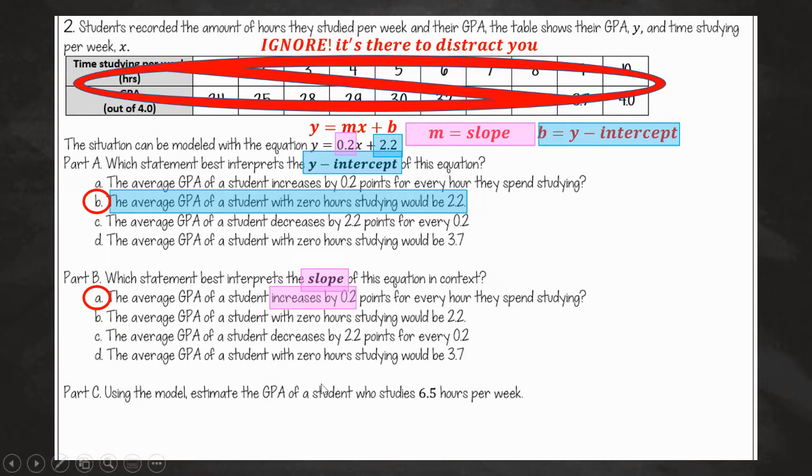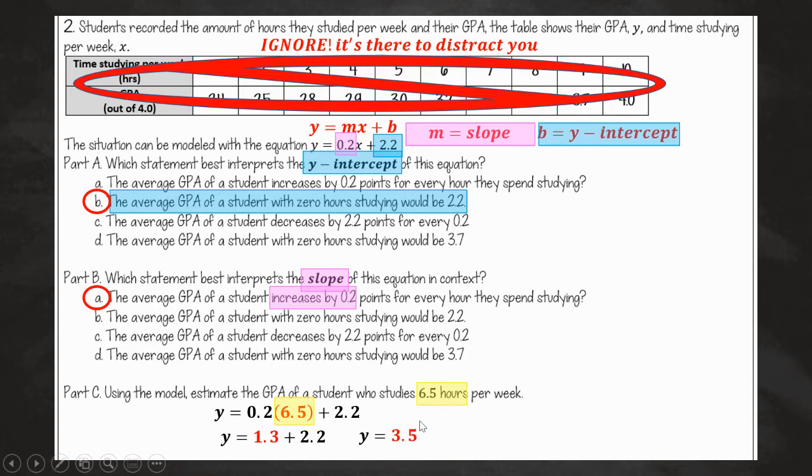Now, in part C, we are going to continue to use that same model and estimate the GPA of a student who studies 6.5 hours per week. Well, the 6.5 hours, remember, is telling us that the time studying is their x value. So I've highlighted that in yellow for our x value, and we're just going to plug that into our equation. So y is equal to 0.2 times 6.5 plus 2.2. And once I simplify that, I get y is equal to 1.3 plus 2.2. And so y is equal to 3.5. So the answer I would input is 3.5.